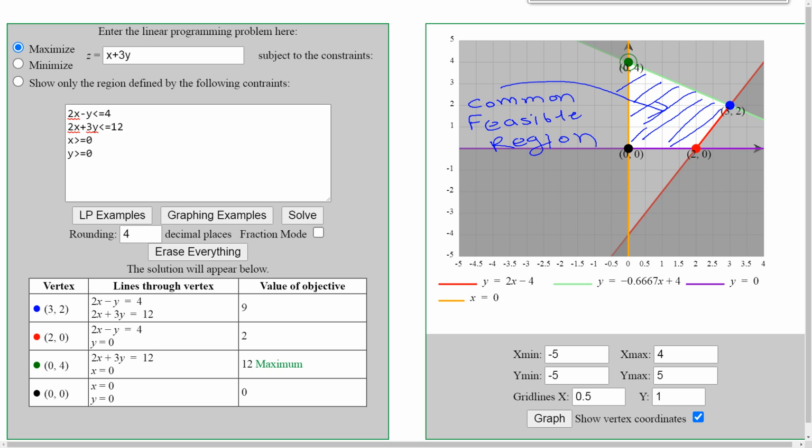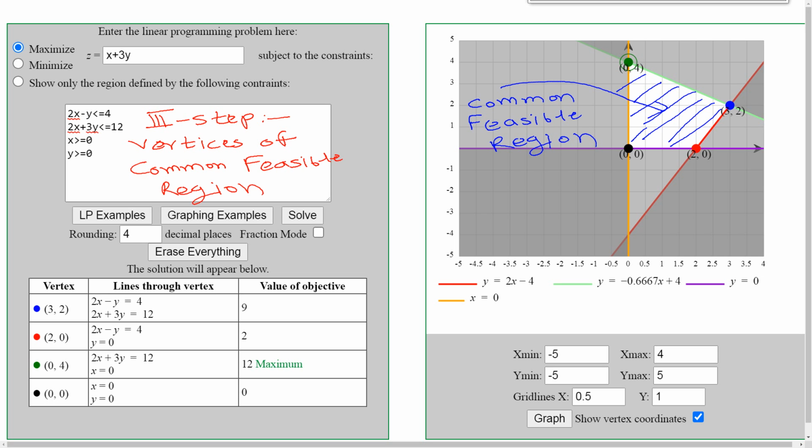Now the third step is to determine vertices of the common feasible region. Determine vertices of the common feasible region.